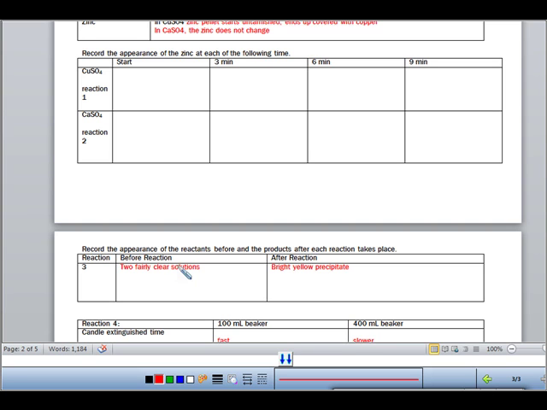And that yellow is the lead iodide. So what I wrote down here, and you can write it any way you want to, is 2 fairly clear solutions, and at the end we have a bright yellow precipitate. It's hard to see if anything's clear in there after that precipitate forms. Okay? Any questions about that?